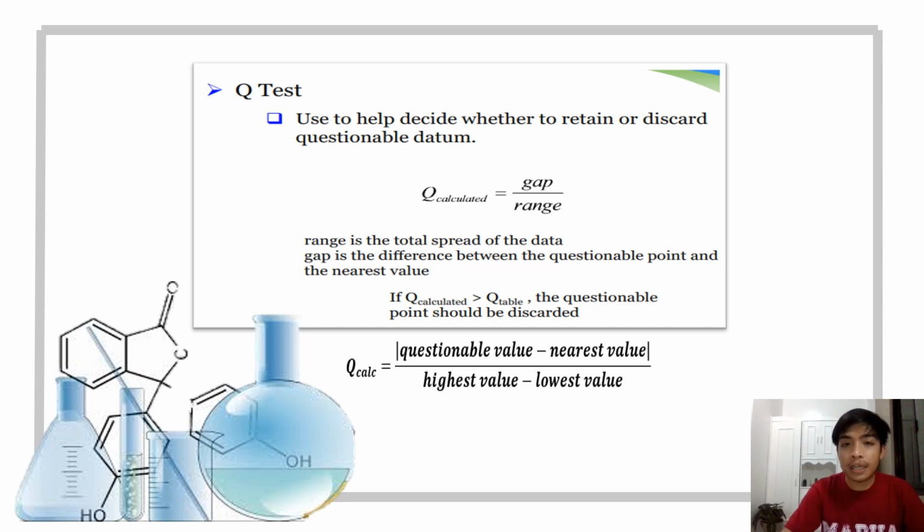The Q calculated is equal to the gap over the range. The gap is the questionable value minus the nearest value, all over the highest value minus the lowest value. If the Q calculated is greater than the Q table, the questionable point should be discarded.